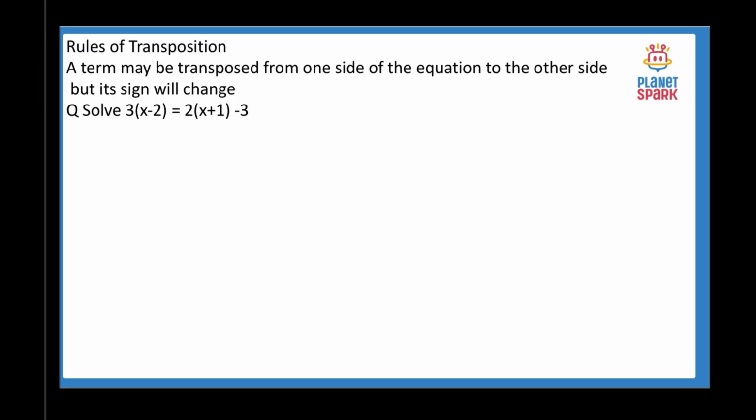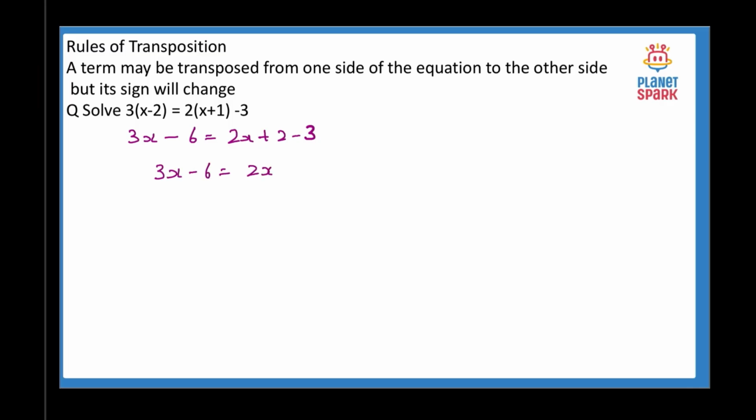Solve 3 bracket x minus 2 is equal to 2 bracket x plus 1 minus 3. First thing we have to do is open the bracket. While opening the bracket, just remember, if any number is written outside the bracket, it is multiplied by both the numbers inside the bracket. 3 is multiplied by x as well as 3 would be multiplied by minus 2. 3 into x is 3x, 3 into minus 2 is minus 6. Similarly on RHS, 2 would be multiplied by x and 2 would be multiplied by 1. So that will become 2x plus 2 minus 3.